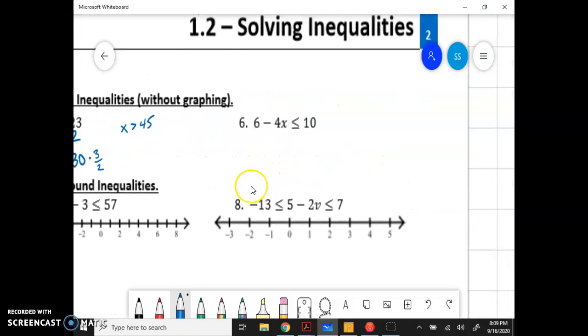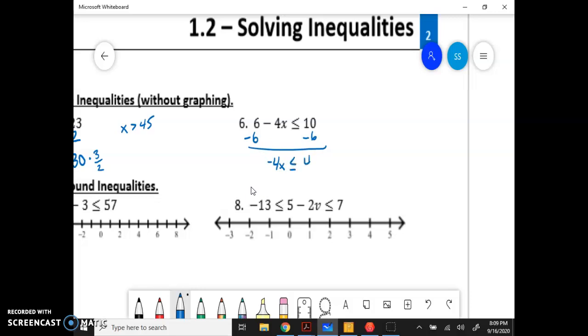Number 6, we've got, so how would I solve this? If it were a normal equation, I would get rid of this 6. So I'd subtract 6, subtract 6 on the other side, and I'm left with negative 4x is less than or equal to 4. And I want to divide by negative 4 to get x equal to 1.